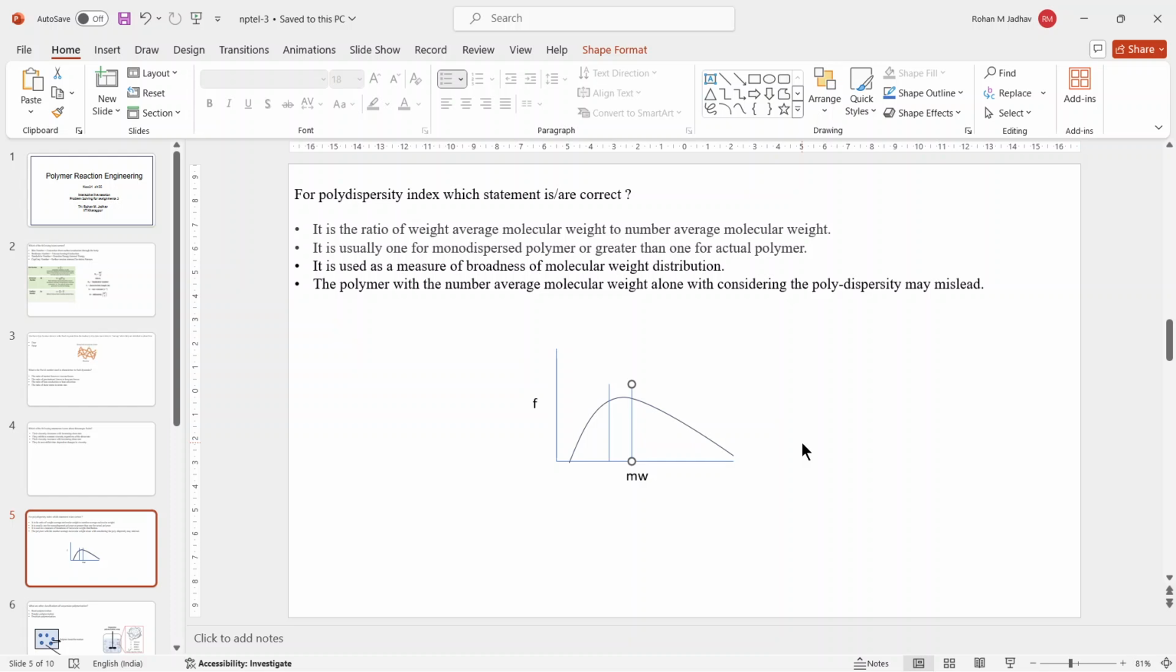Then the fourth one is: describing a polymer with the number average molecular weight alone, without considering the polydispersity index, may mislead you in defining the polymer. Now, that is true, in the sense that with only the number average you cannot define the entire distribution. You will need the weight average also, since the broadness is defined by that. So you can calculate the weight average by multiplying the number average with the polydispersity index, and we will arrive at the weight average. So the first, second, and third options are the right ones.